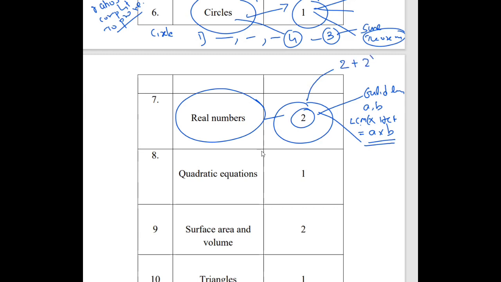So 2 marks is from prove irrational. That is a 100% confirm question. Next, quadratic equation. Here there is only 1 question that is there.